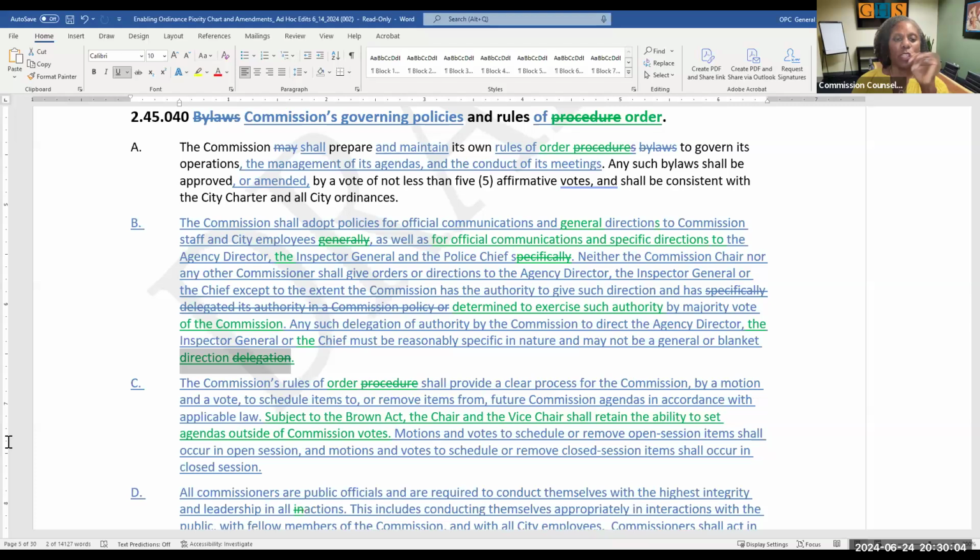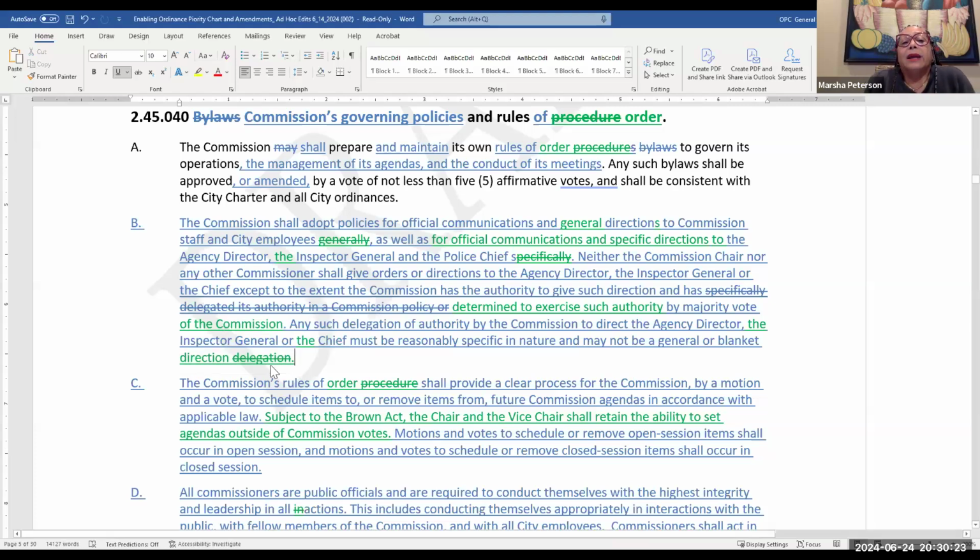No, that's fine. I just wanted to make sure that last word was actually supposed to be direction as opposed to delegation. I just wanted to confirm that. Yeah, I think direction is the word. Anyone else have a comment on that? Mac, this impacts you most.